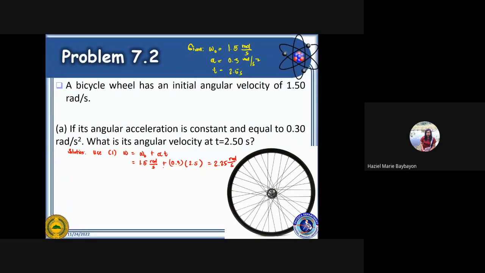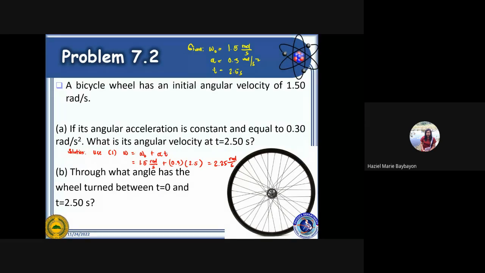So, you have here an increase in the angular velocity from 1.5 radians per second to 2.25 radians per second, which is expected because your angular acceleration is positive. So remember that if the angular acceleration is positive, that means your omega is increasing. Okay?